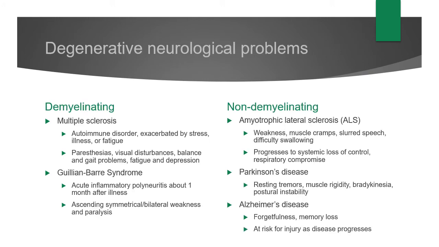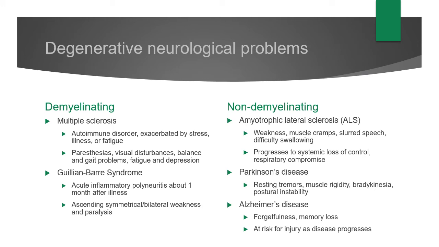Demyelinating degenerative neurologic problems such as multiple sclerosis and Guillain-Barré destroy the myelin sheath, leading to a loss of motor control. Multiple sclerosis is an autoimmune disorder which leads to a buildup of scar tissue and destruction of the myelin sheath. The diagnosis really is an exclusion after ruling out other possible causes of these symptoms.